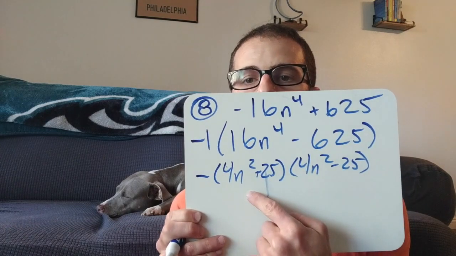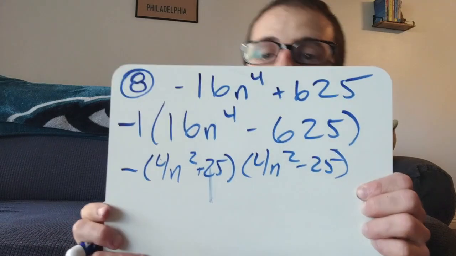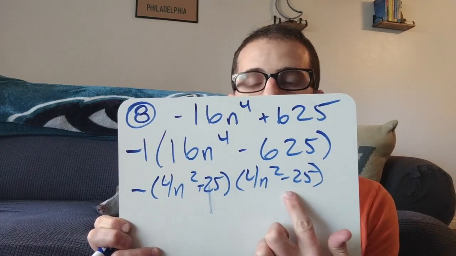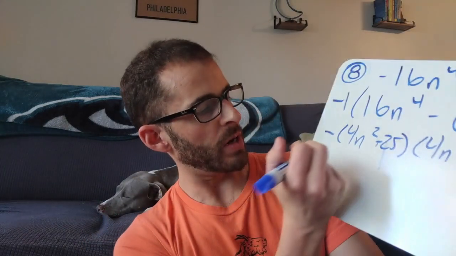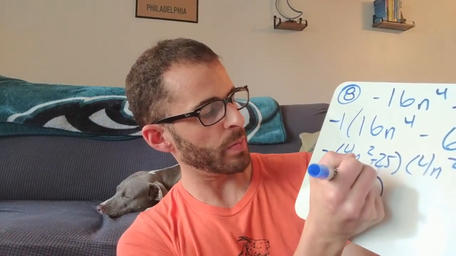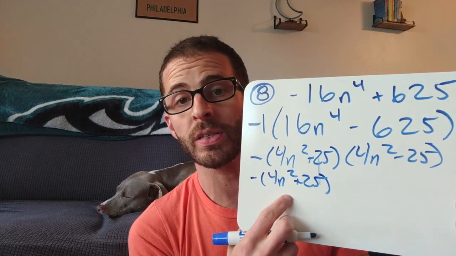Except, hey, this is perfect. It's the sum of two squares. But this is another difference of two squares. We have a perfect square right here. We have a perfect square right here. We have a minus sign in between. So the negative goes along for the ride. The 4n squared plus 25 goes along for the ride. This is not factorable. There's a plus sign.